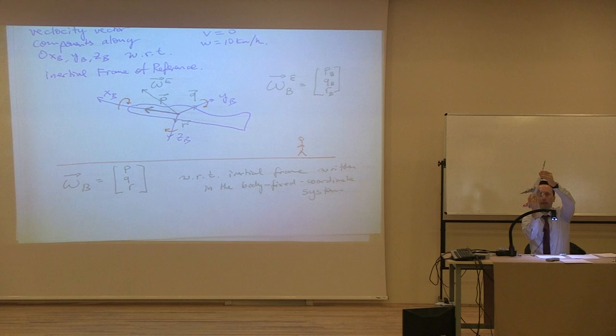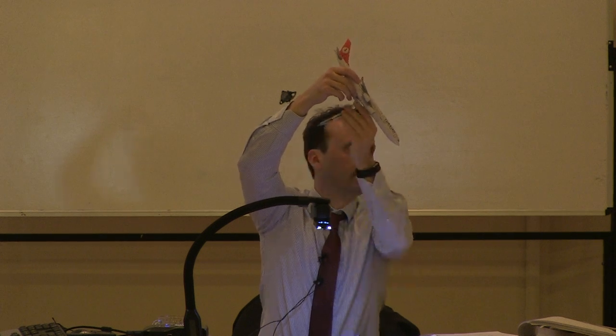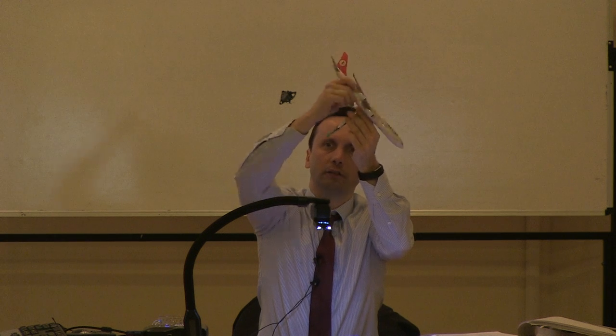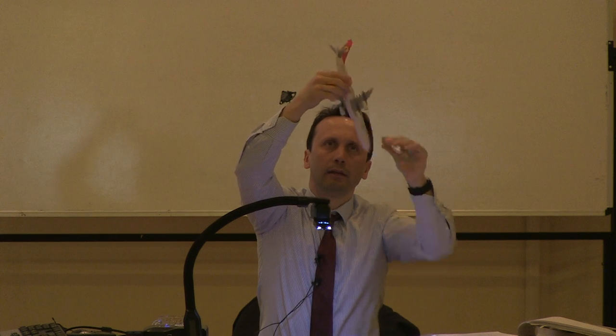This would be P. And this would be Q. If the airplane is in this situation, this is X body, and this is Z body. This would be R. This would be P, and this would be Q. Understood? And these are all vectors.